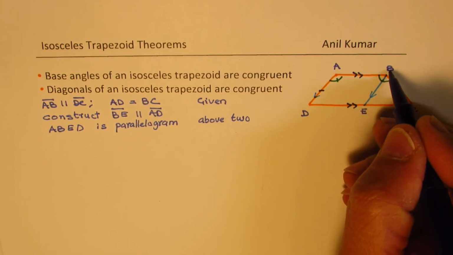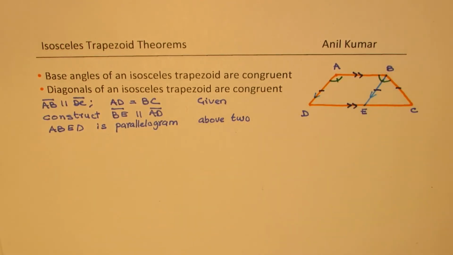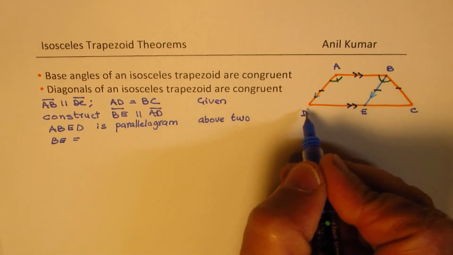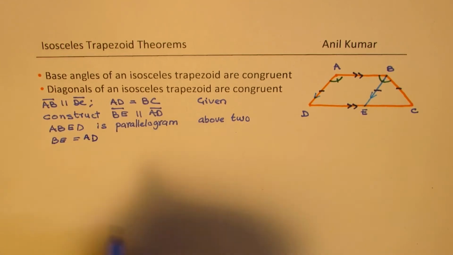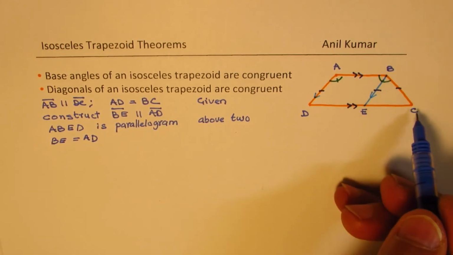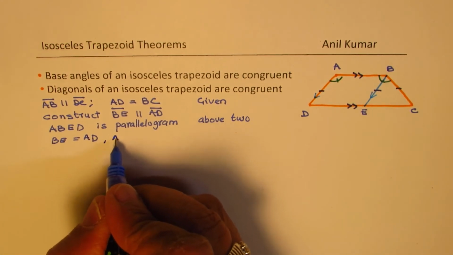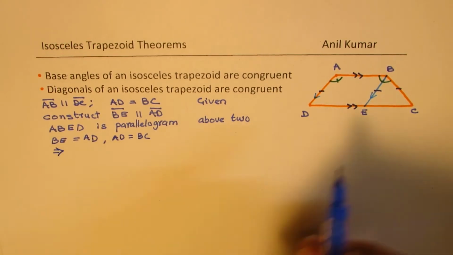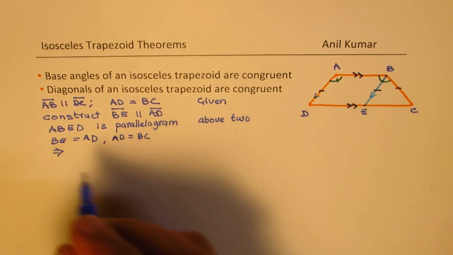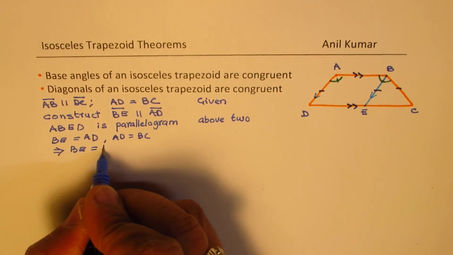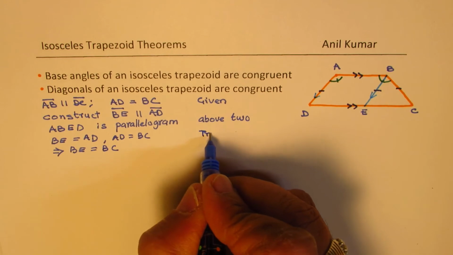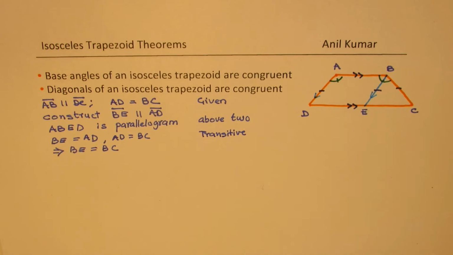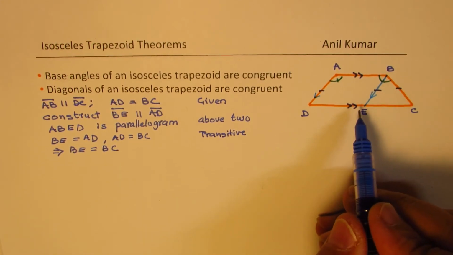AD should be equal to BE, right? So that side should be also equal. So we get BE as equal to AD. But since AD is equal to BC, so that implies that BE is also equal to BC. Well, that is a transitive property, right? So these two are congruent.